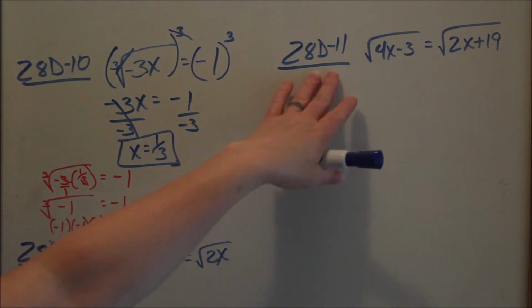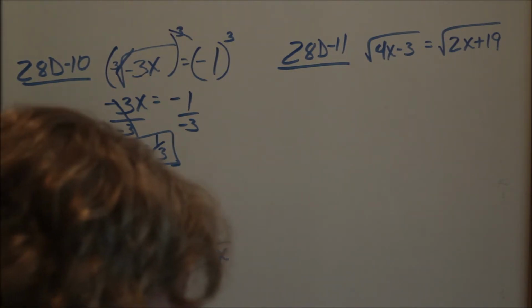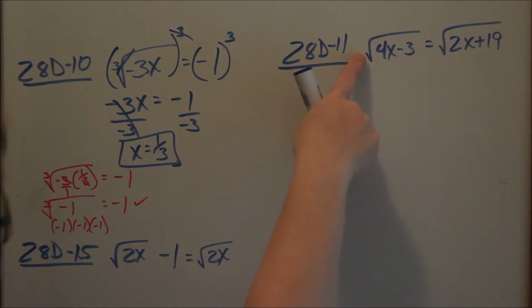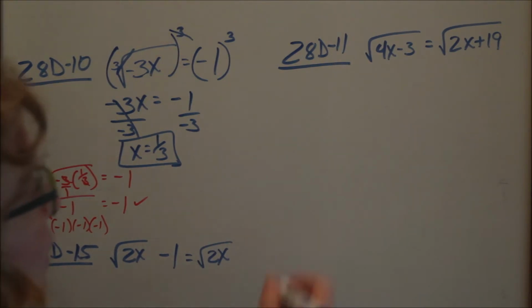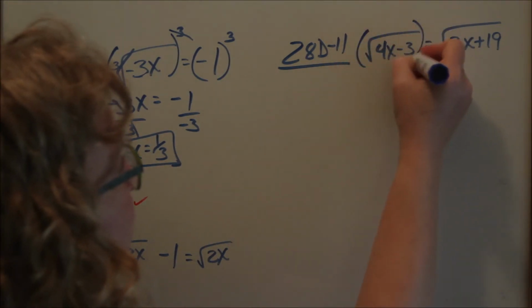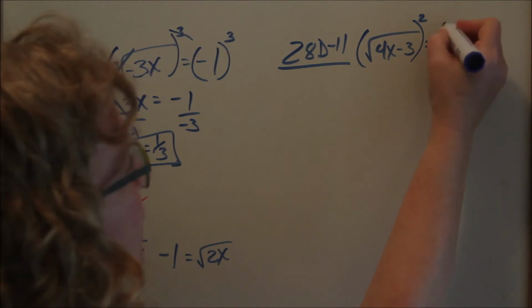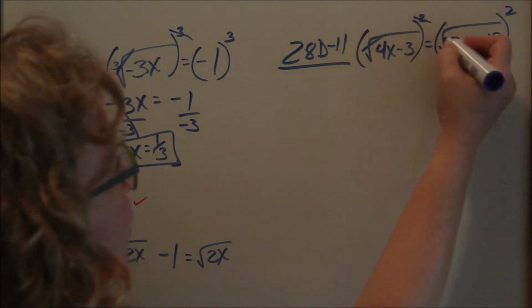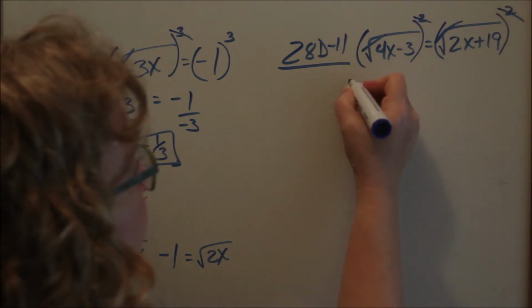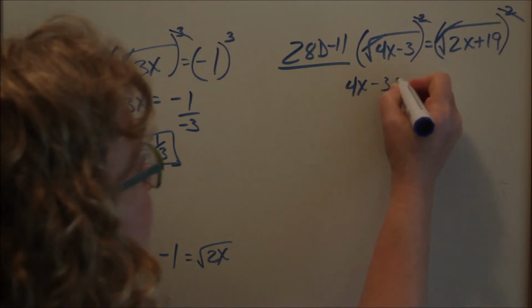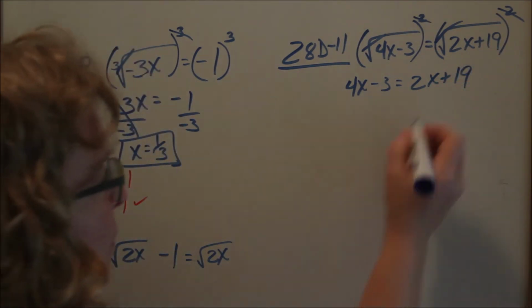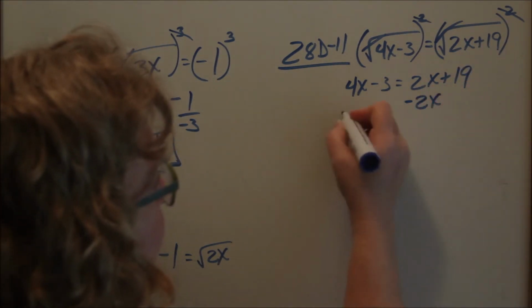Alright, let's look at 28d number 11. So here we have a radical on both sides. So this is square root. When there's no number, that's an implied 2. So to get rid of this, I square that side, which means I also have to square that side. Yay! The radicals go away on both sides, so then you're left with 4x minus 3 equals 2x plus 19. This just becomes an algebra problem of solving for x.